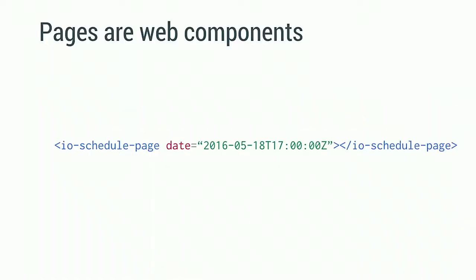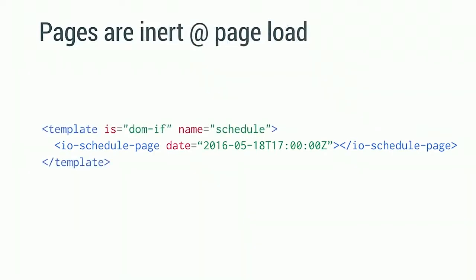So all pages in our app are web components. Again, they're self-contained, reusable pages. As people navigate between these pages, it makes sense to remove them and add them to the DOM. What we do is we lazy activate pages. You don't want the schedule page and the home page to be loading at the same time, right? That would be silly. So we wrap them in a template tag.